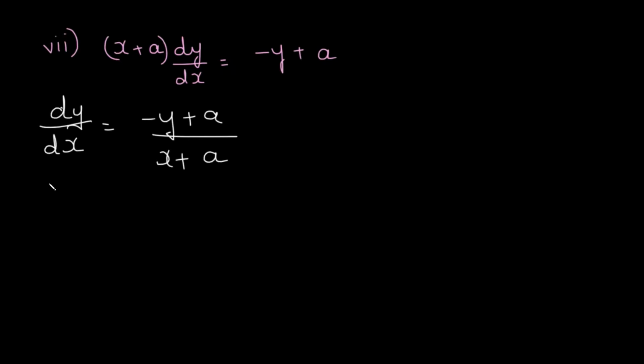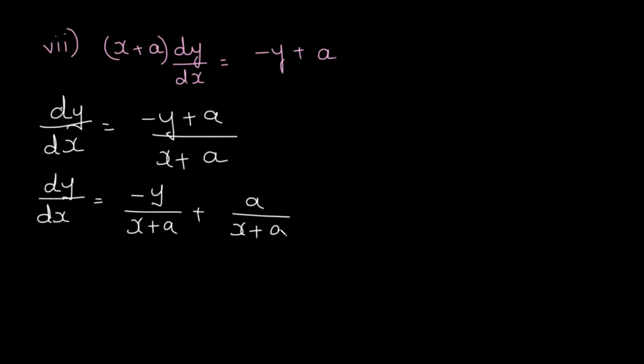Then on the RHS now again, see, LHS remains same, dy by dx is equal to, on the RHS, let us separate the denominators. So we get minus y upon x plus a plus a upon x plus a. This way. Now we bring minus y upon x plus a to the LHS, and therefore we get dy by dx plus y upon x plus a is equal to a upon x plus a.